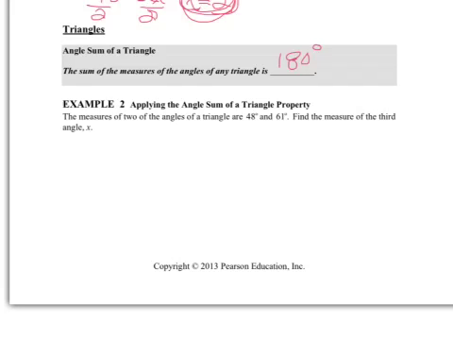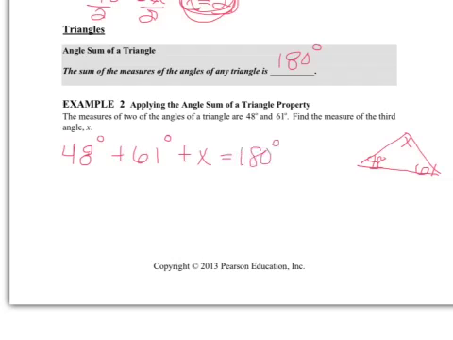So what I'm going to do, I'm a visual person, I'm going to draw a triangle here. And so I'm going to say I have 48 degrees here, I have 61 degrees here, and I have x here. And we know that in a triangle, the angles all sum to 180 degrees. So I'm going to take angle 48 degrees plus my 61 degree angle plus my x, and I have to set that equal to 180 degrees.